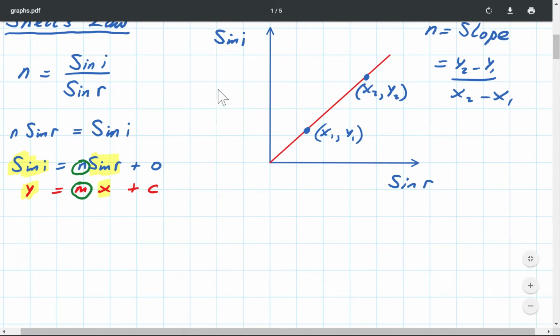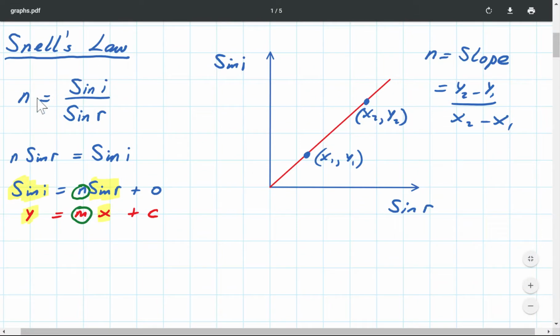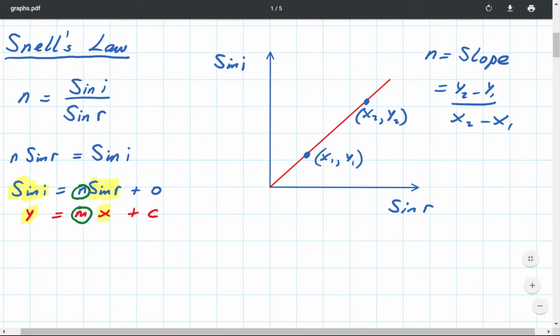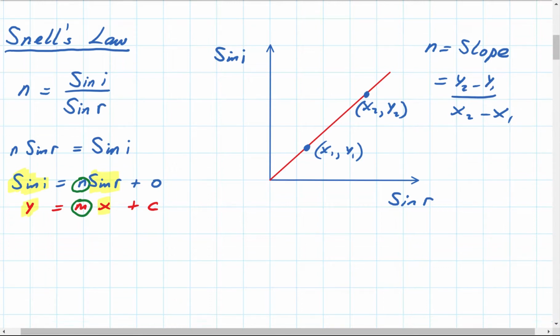Also, again, the whole point of this experiment is, of course, to get the value of n, which is the refractive index. And you can see now also that n corresponds to the slope on the graph. So over here, n is the slope of this line, the line of best fit. You pick two points on that line and you use your slope formula. And of course, when you get the slope, that is equal to n. So that's Snell's law. Now on to the next one.